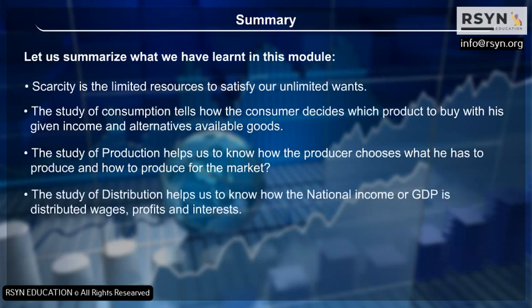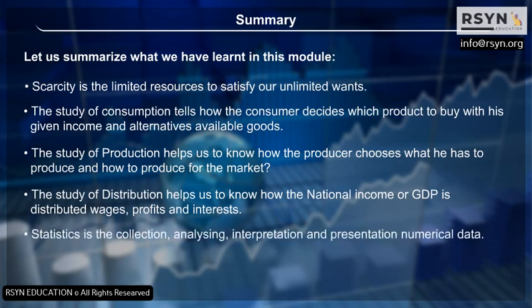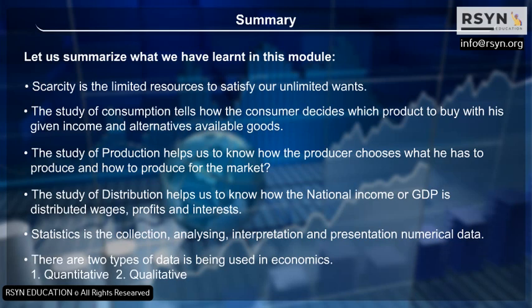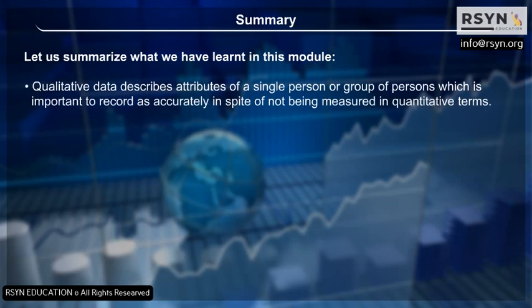The study of distribution helps us to know how the national income or GDP is distributed as wages, profits and interest. Statistics is the collection, analysis, interpretation and presentation of numerical data. There are two types of data used in economics: quantitative and qualitative. Qualitative data describes attributes of a single person or group of persons, which is important to record as accurately in spite of not being measured in quantitative terms.